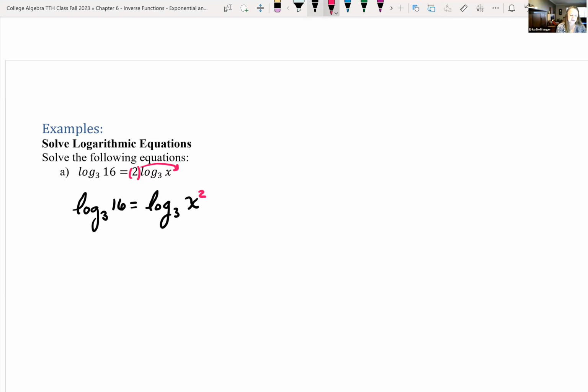So if we have a log same base equal to a log same base, then we can say, well, our argument here, 16, must equal x squared. So solving this, I could either subtract 16 and factor, or I can use the square root method, taking the square root of both sides. So I would get plus or minus the square root of 16 equals the square root of x squared.